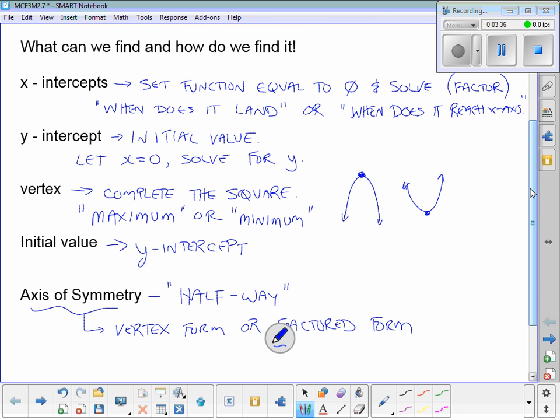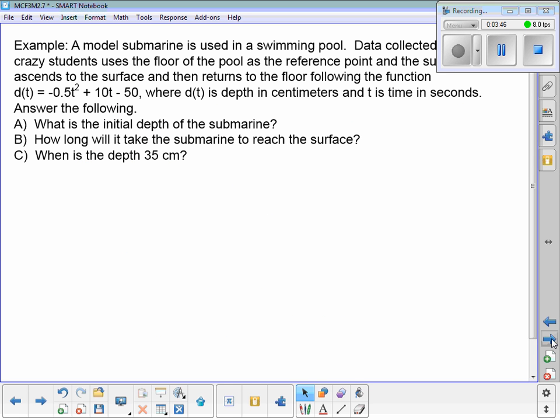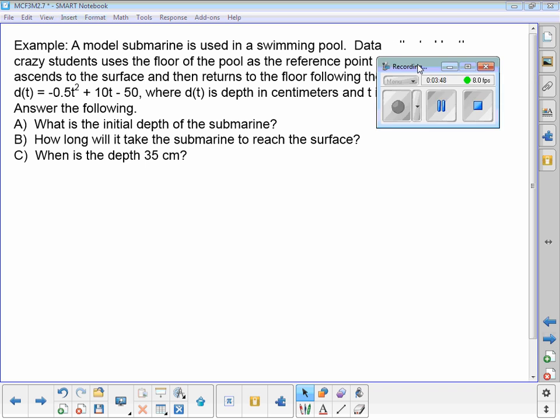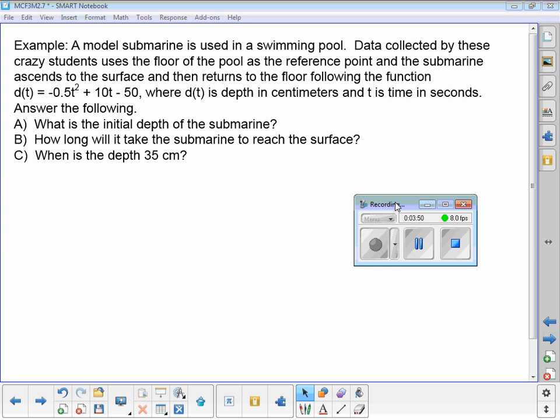So it is using all the skills we've gotten up to this point. Let's take a look at two examples of what I expect you to be able to do. First example. It says that a model submarine, just a little guy, we put in a swimming pool. Data collected by these students uses the floor of the pool as the reference point. The submarine ascends, so it was at the bottom and is coming back to the surface, and that's the function they determined.